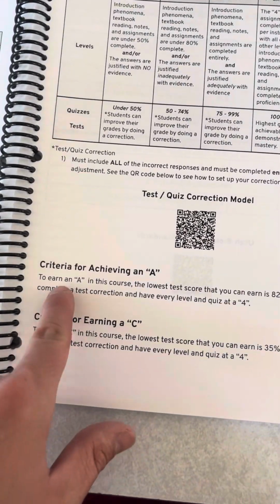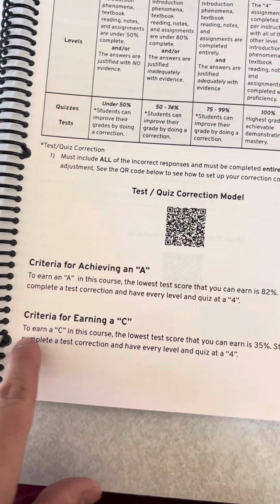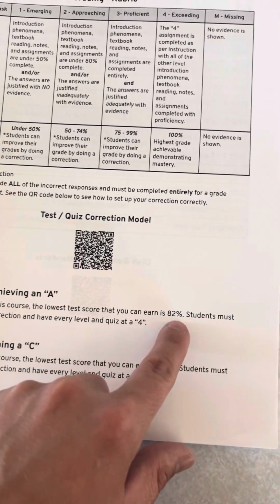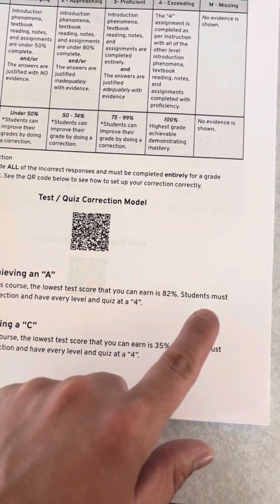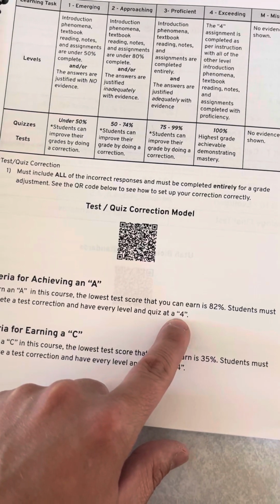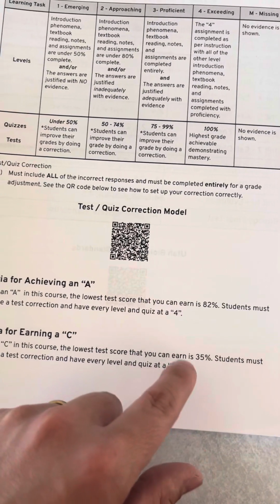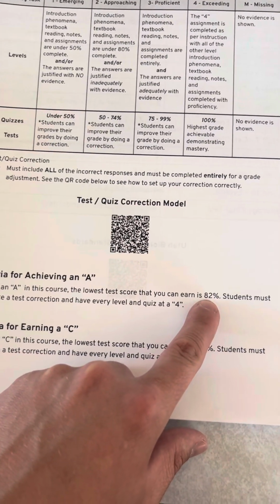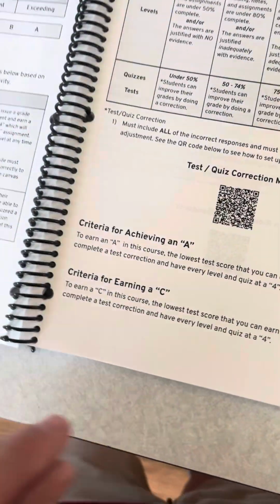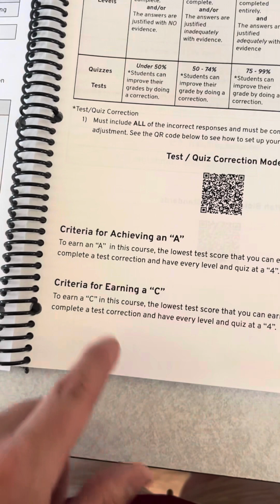Now down here, I have criteria for achieving an A and criteria for earning a C. So in the course, if you want to earn an A, the lowest test score you can have is 82%. But you have to complete test corrections for all the tests and get everything up to a 4. So this kind of helps give kids an idea. If they get above an 82, like 85% on a test, they can still get an A, right?